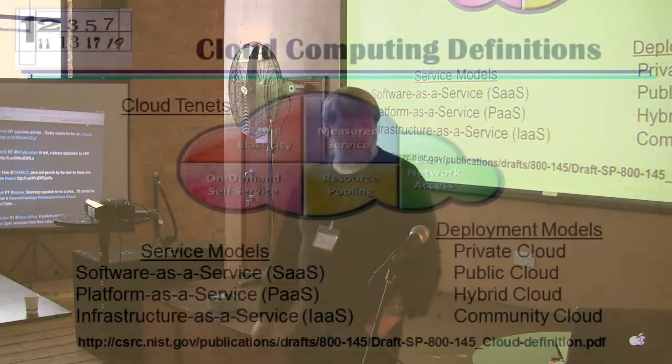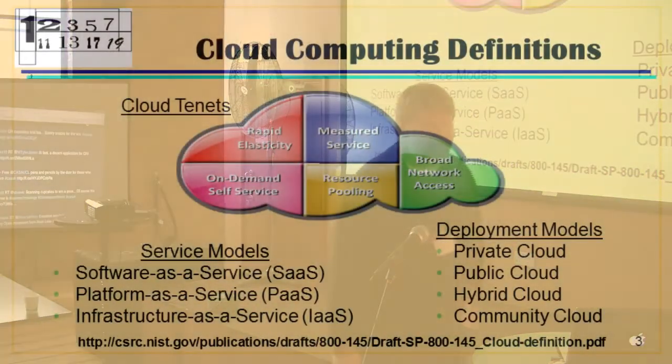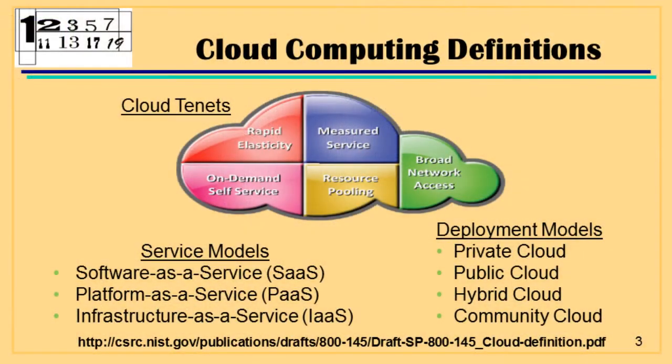So the five cloud tenets are rapid elasticity, measured service, broad network access, resource pooling and on-demand self-service. I'll go through each of those in turn. And we'll look at the service models, SaaS, PaaS and IaaS. There's a lot of bad puns in there, I'm sure. And then the four deployment models: private, public, hybrid, and community clouds.